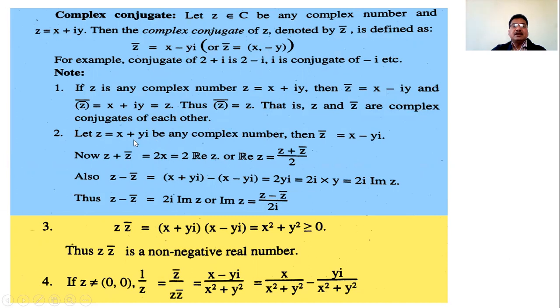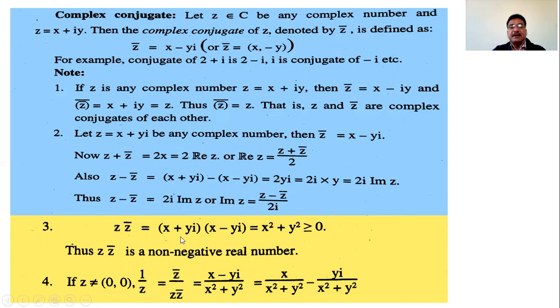z is x plus yi, the complex number, then z bar is x minus yi. Then if you add these two numbers, we have 2x, that is z plus z bar is 2 times the real part of z, or the real part of z is what? (z plus z bar) divided by 2. z minus z bar becomes 2yi, that is 2i times the imaginary part of z. That is, the imaginary part of z is what? (z minus z bar) divided by 2i.